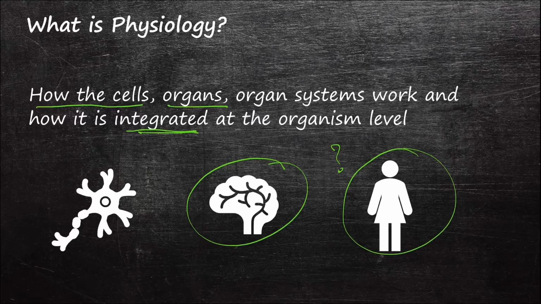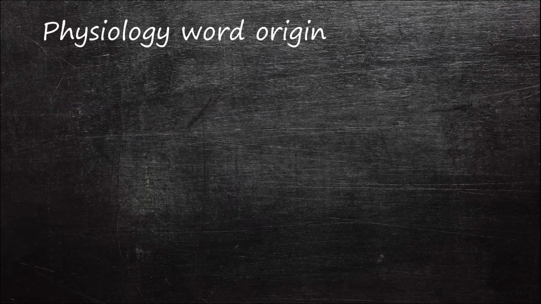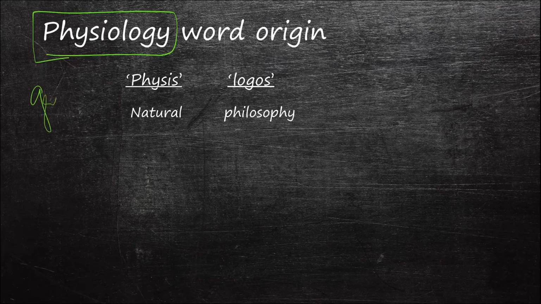What is the word origin? Physiology. You might have noticed the resemblance between the words physics and physiology. There is a reason for that. The word physiology can be traced back to the ancient Greek words physis and logos, which mean nature and philosophy respectively. Natural philosophy is the precursor of the field of natural science.